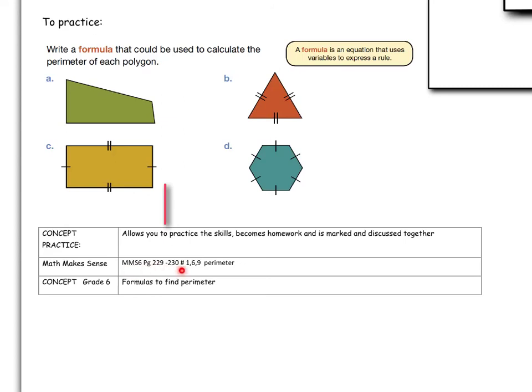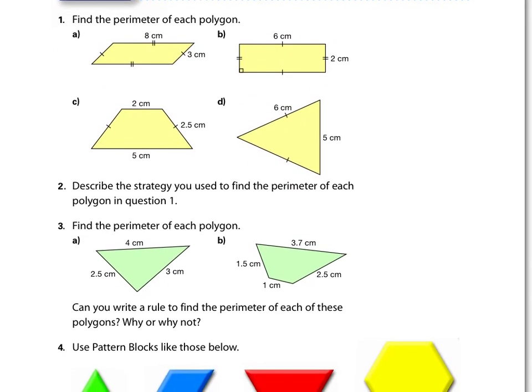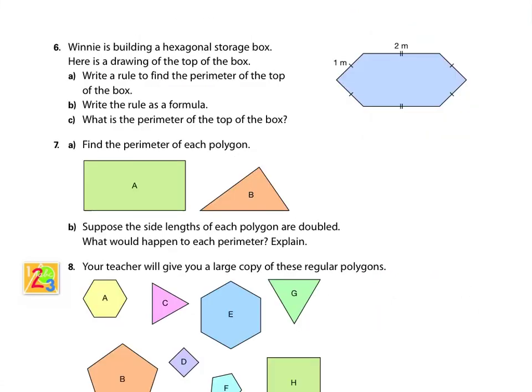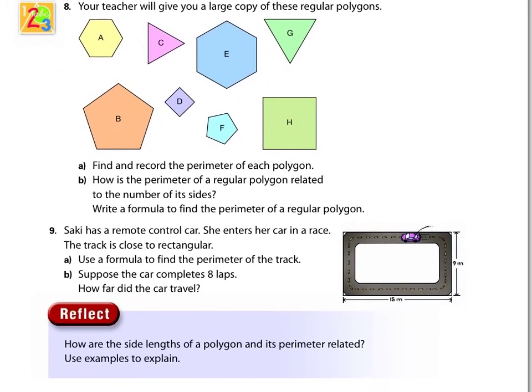You are working on page 229 and 230, numbers 1, 6, and 9. Again, formula and work are mandatory. Remember, if you have questions along the way, please ask. All right, and in case you've misplaced or forgotten your textbook, here once again are the questions. Here you will see 1, 2, 3, 4 and 5, 6 and 7, 8 and 9, and the reflect prompt. Again, as you're working, if you have any questions, please remember to ask.